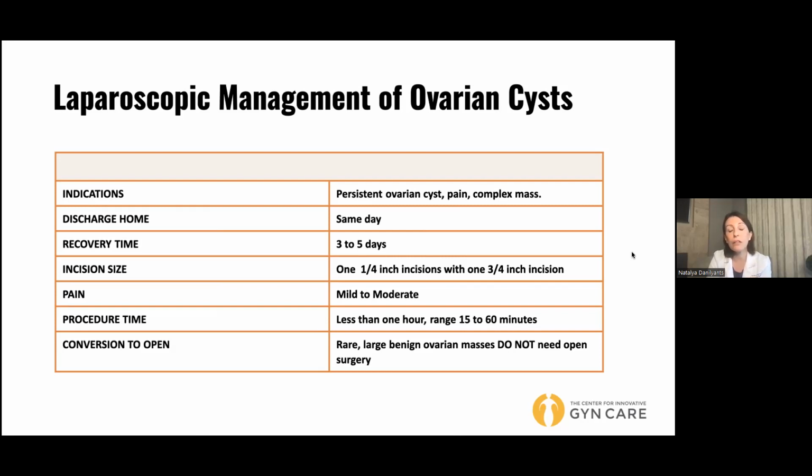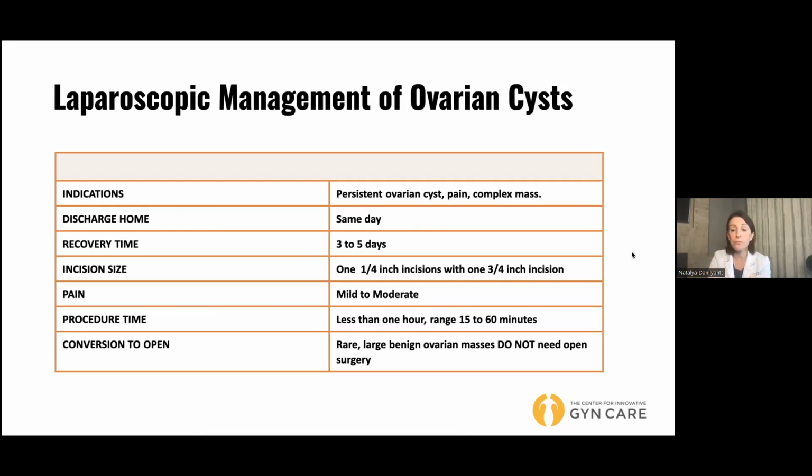It can vary if the mass or cyst is very large, or if there's a lot of scar tissue; sometimes we add a third incision, but 90% are just the 2 incisions. Pain is mild to moderate. Pain is subjective, and some patients do better after surgery than others, but of course we prescribe pain medications. Procedure time can range between 15 minutes to about an hour. If there's a lot of scar tissue, maybe longer, and with endometriosis surgery, if we find extensive endometriosis, it can be longer.